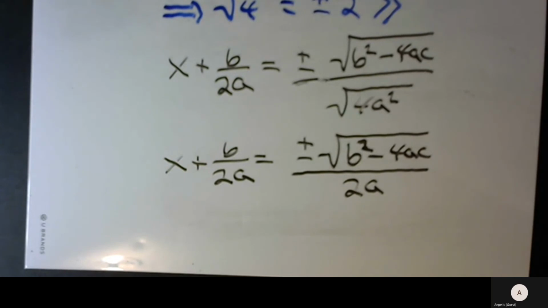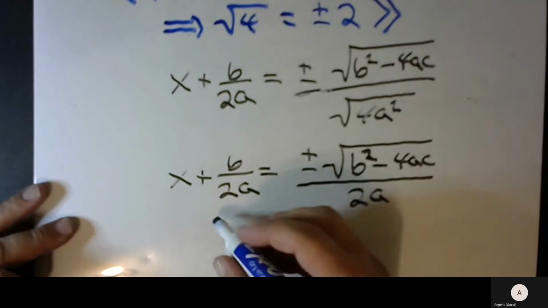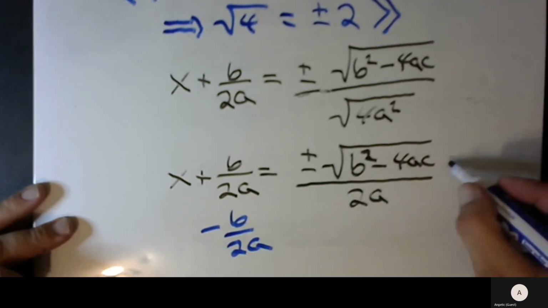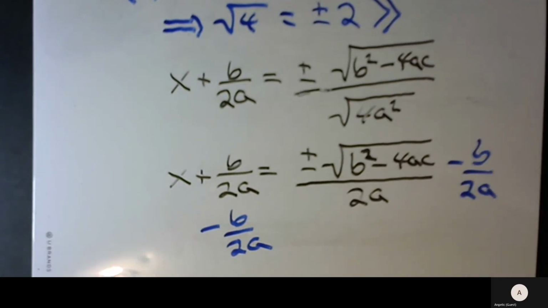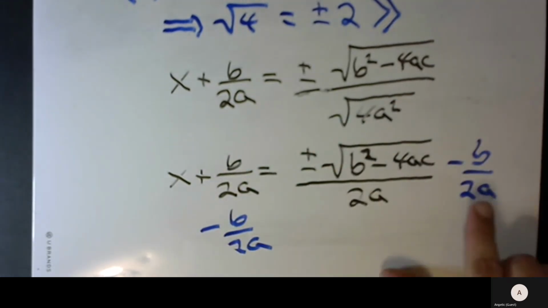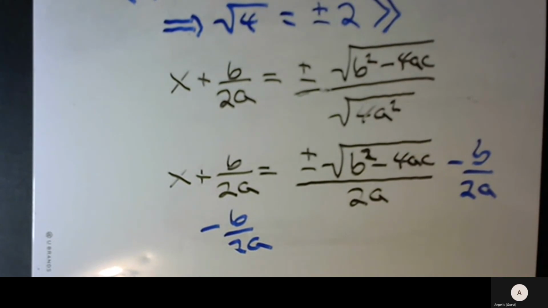So there's a couple things left to do. We'll subtract b over 2a from both sides. So b over 2a will cancel here. And these have the same denominator. So that means later we're going to be able to combine these. So any questions about that so far?